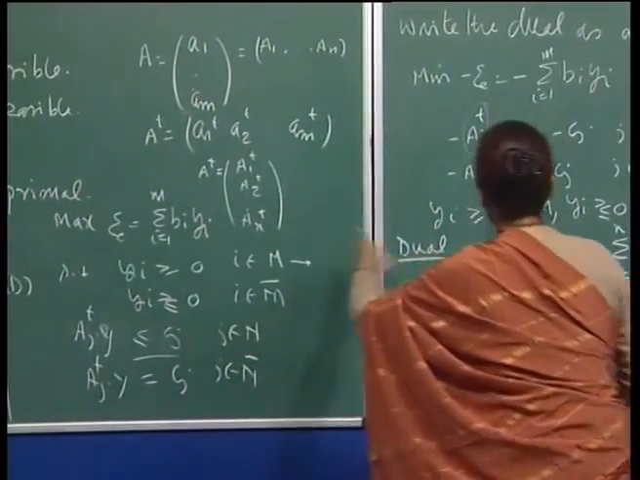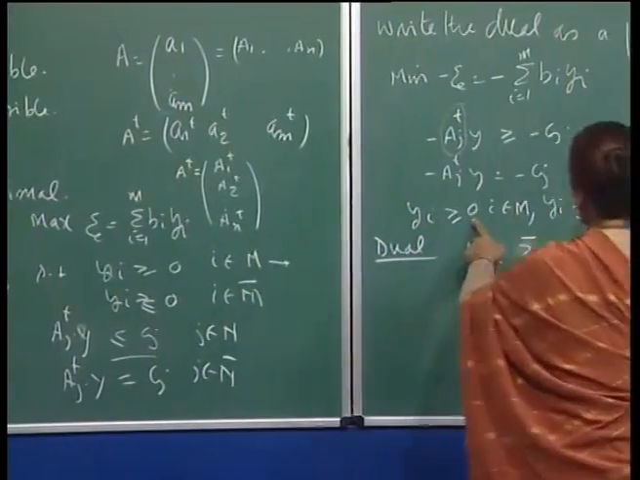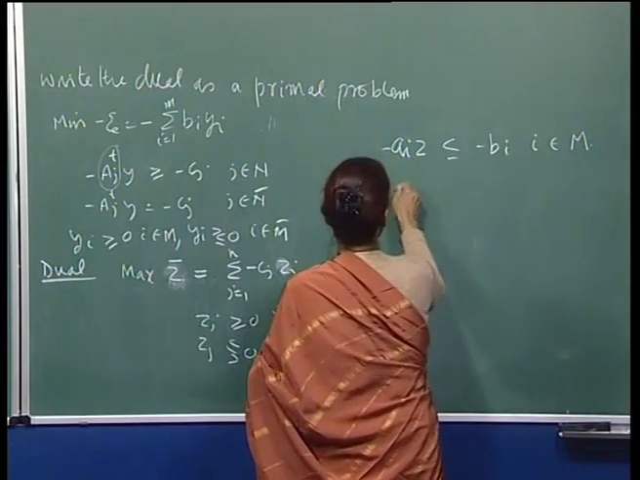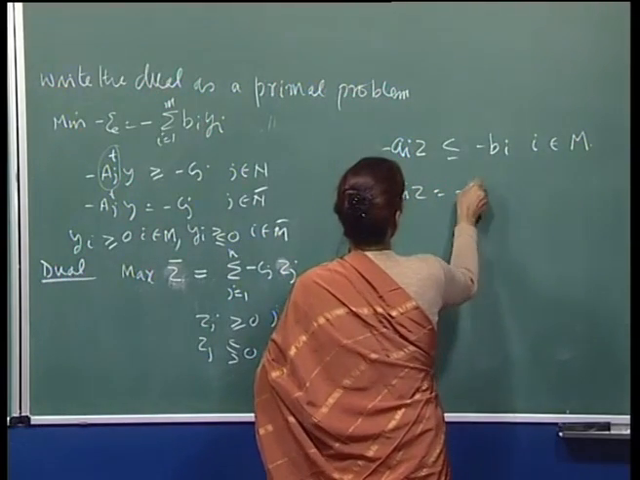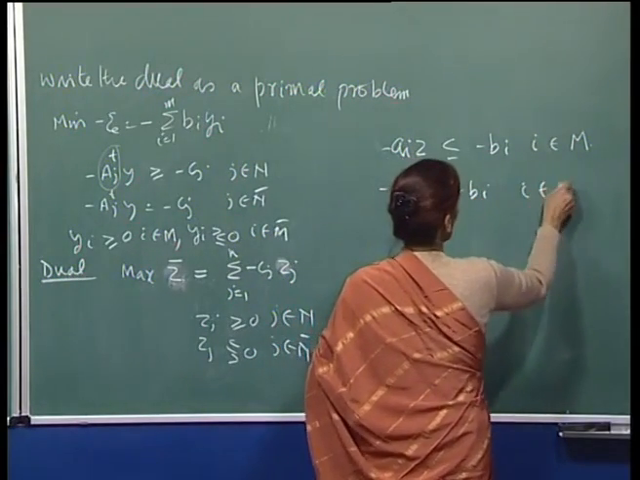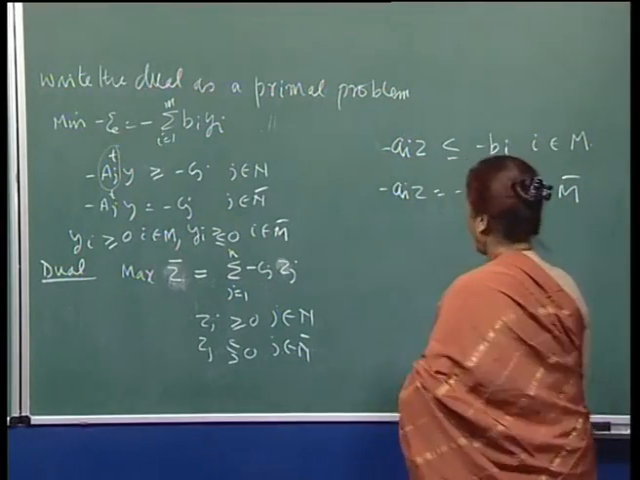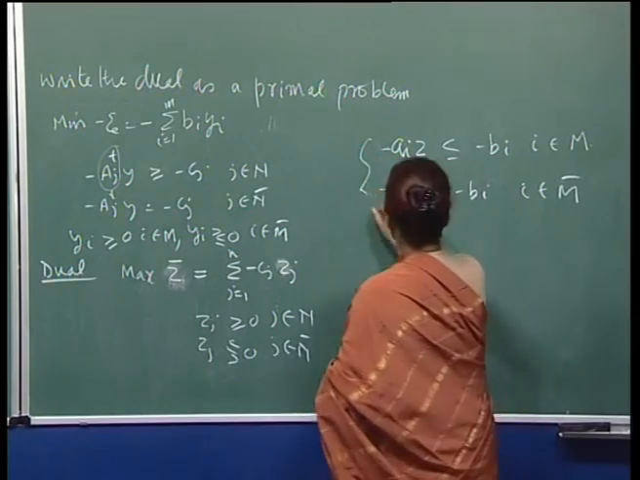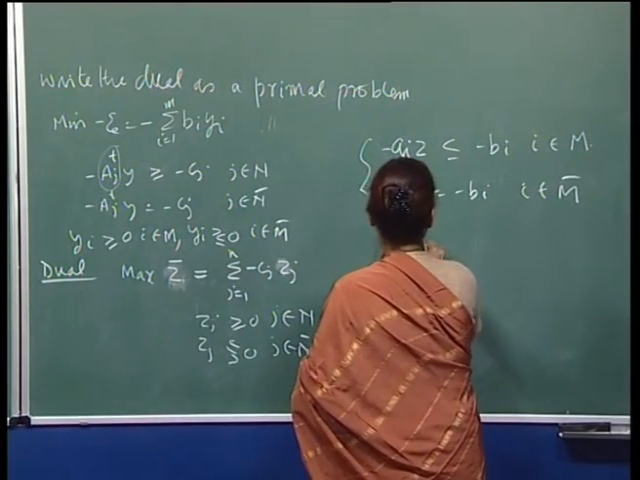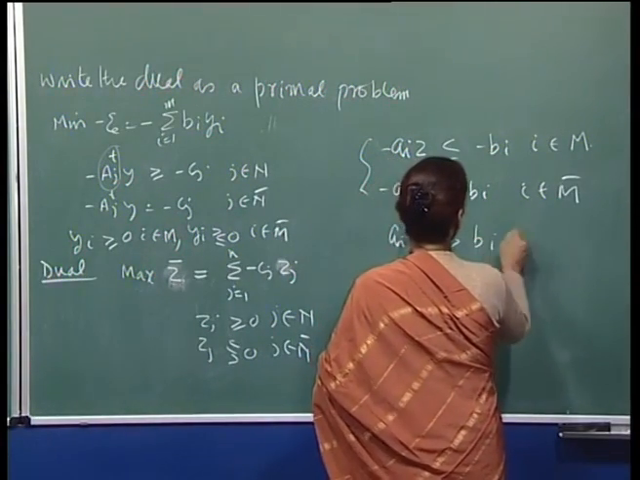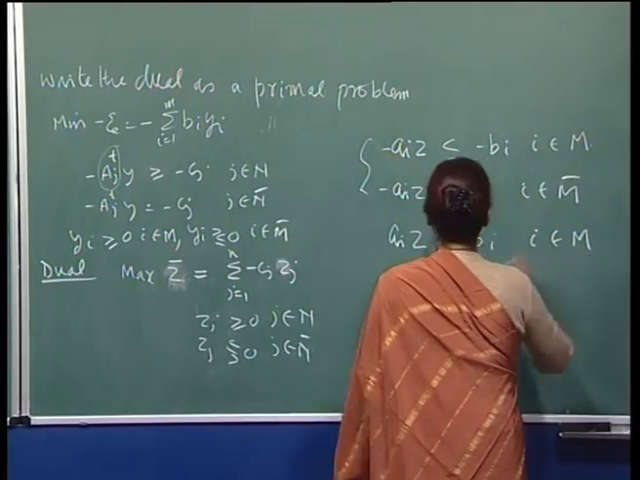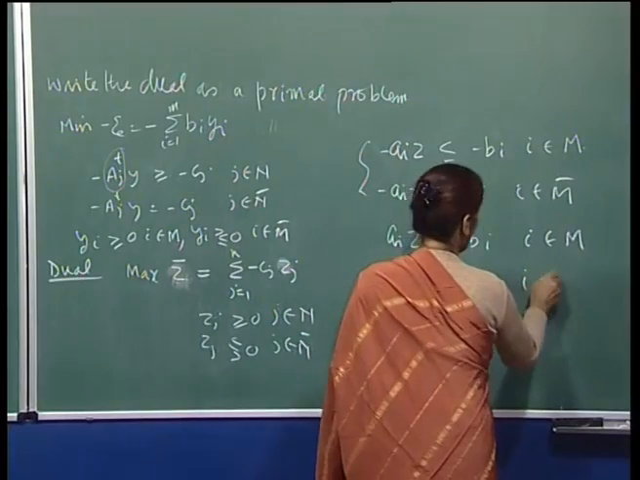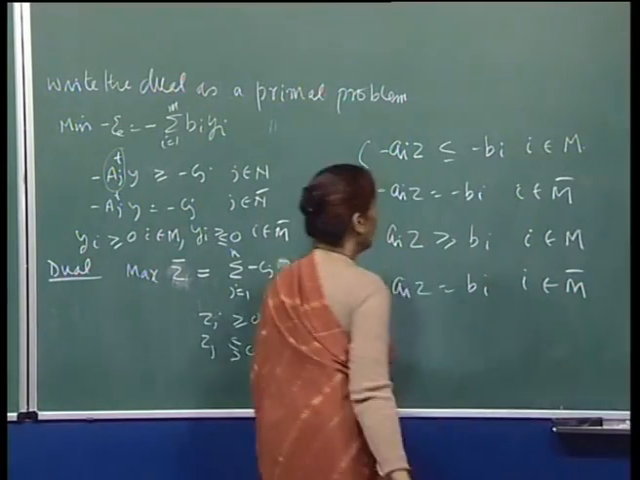Remember that came from the optimality criteria. So, i belonging to M. So, I have this, and minus Ai Z equal to minus Bi, i belonging to M bar. So, then I can rewrite these two as Ai Z greater than or equal to Bi, i belonging to M, and Ai Z equal to Bi, i belonging to M bar.